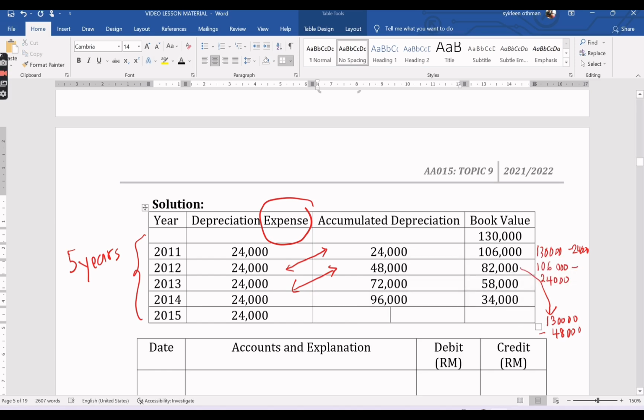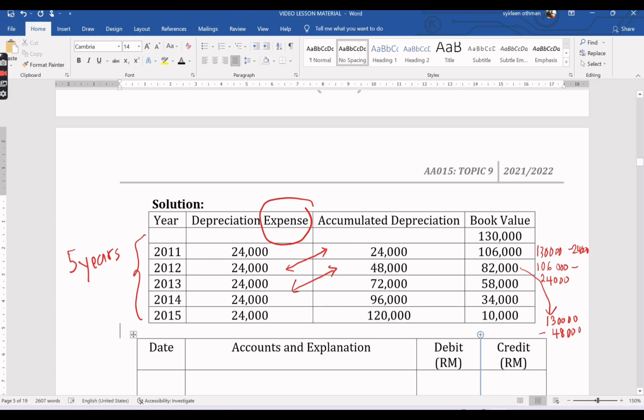So the accumulated is 96,000, which is 24,000 plus 72,000. So your book value leaves you with the amount of 34,000. So sampai last lah, and you can see here this is actually your salvage value ataupun your residual value. If in the question is given 10,000, that means after 5 years, when I already calculated all my depreciation expense for 5 years, the book value will leave me with the residual value amount. Mesti sama. Kalau tak sama, there's something wrong somewhere. You need to recalculate your depreciation expense.